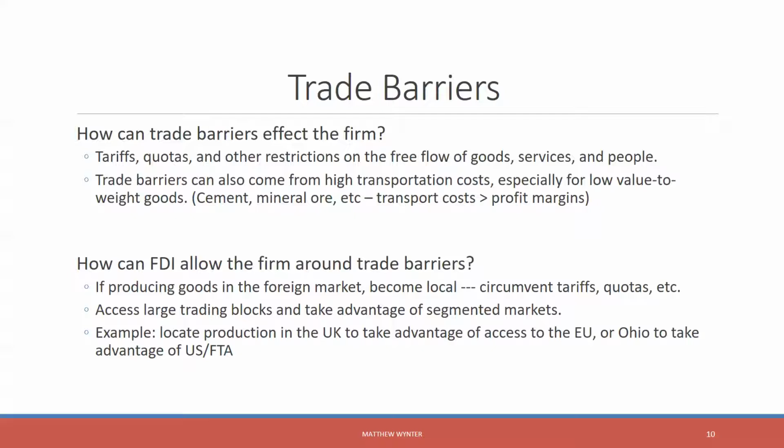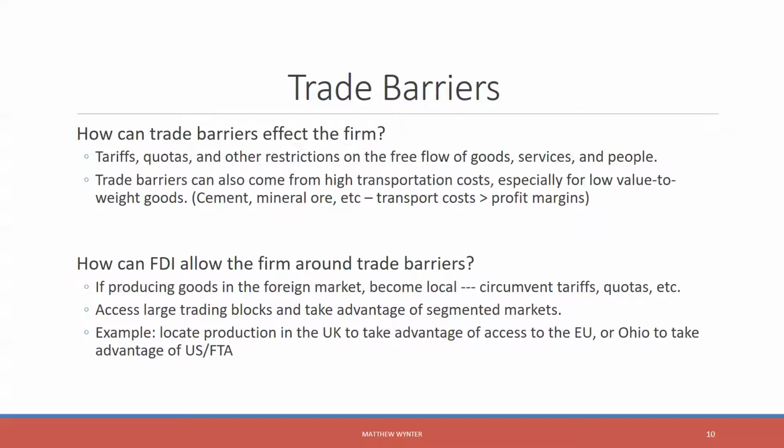How can FDI allow the firm around trade barriers? So this is interesting. If you're producing goods in the foreign market, you essentially can use FDI to become local. You can have a greenfield investment where you build a new local facility, or you can acquire an established firm, an established business or enterprise that's already operating in that market. So this is sometimes a way to circumvent tariffs and quotas and so on.